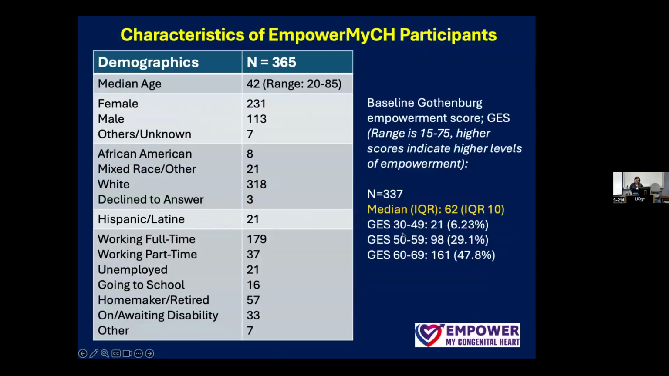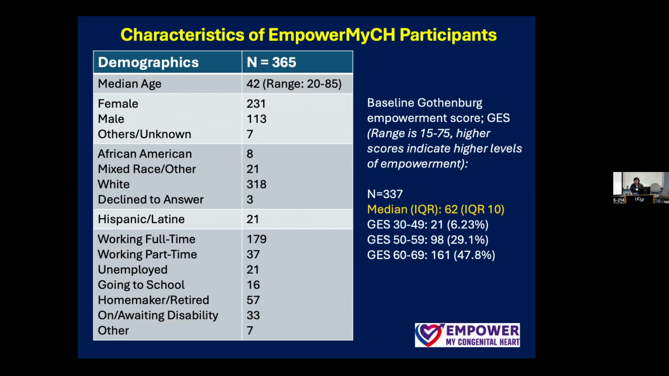Our demographics reflect the demographics of patients within other Eureka studies. So a lot of females, and a lot of people who self-identify as white race. Our baseline Gothenburg Empowerment Score is a validated tool specifically built for congenital heart disease patients, and it measures how confident they are in managing their healthcare. We have a highly empowered group that we have recruited so far.